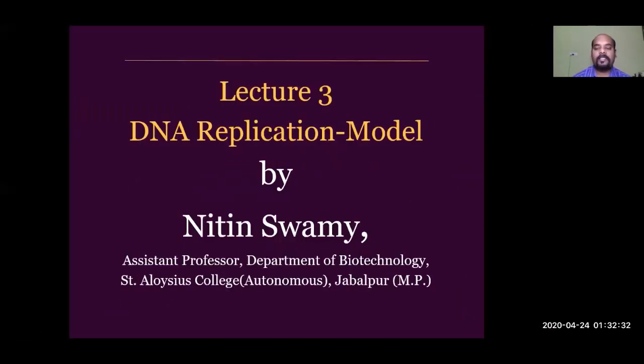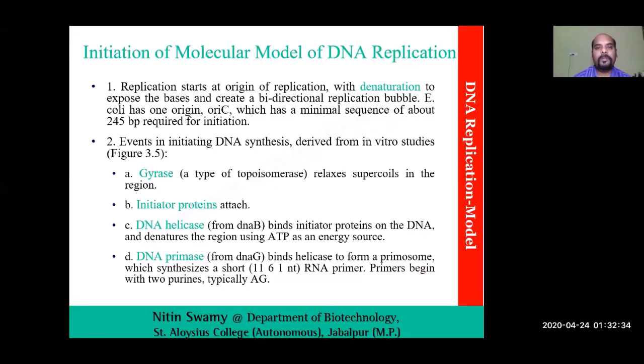In this lecture, we'll be studying how things happen during DNA replication, how it starts, how it elongates, and how it terminates. First, every replication starts at a point called the origin of replication. At this point, denaturation occurs and a bidirectional DNA replication bubble is created. The point is also called ORI-C.